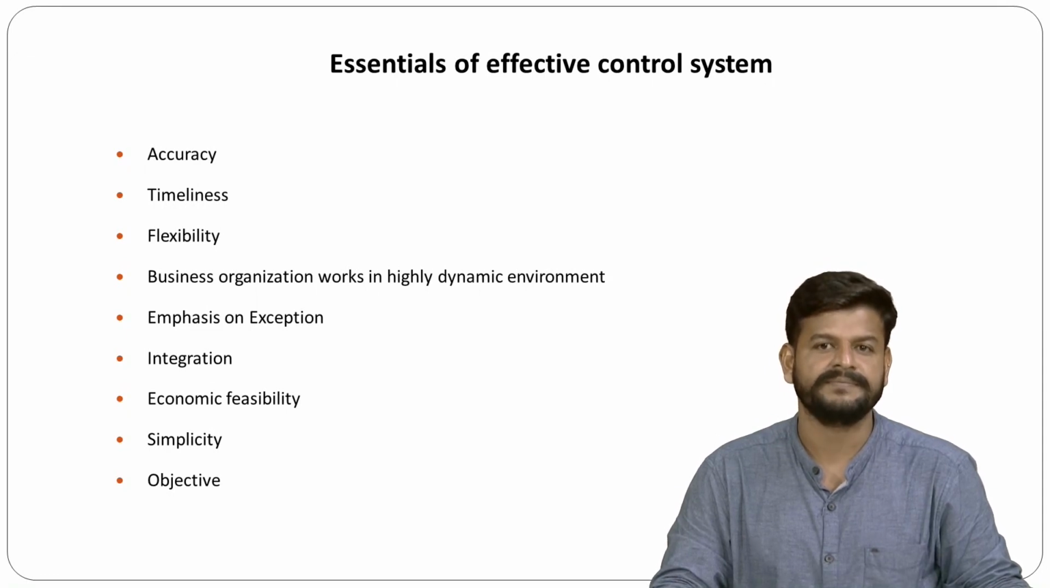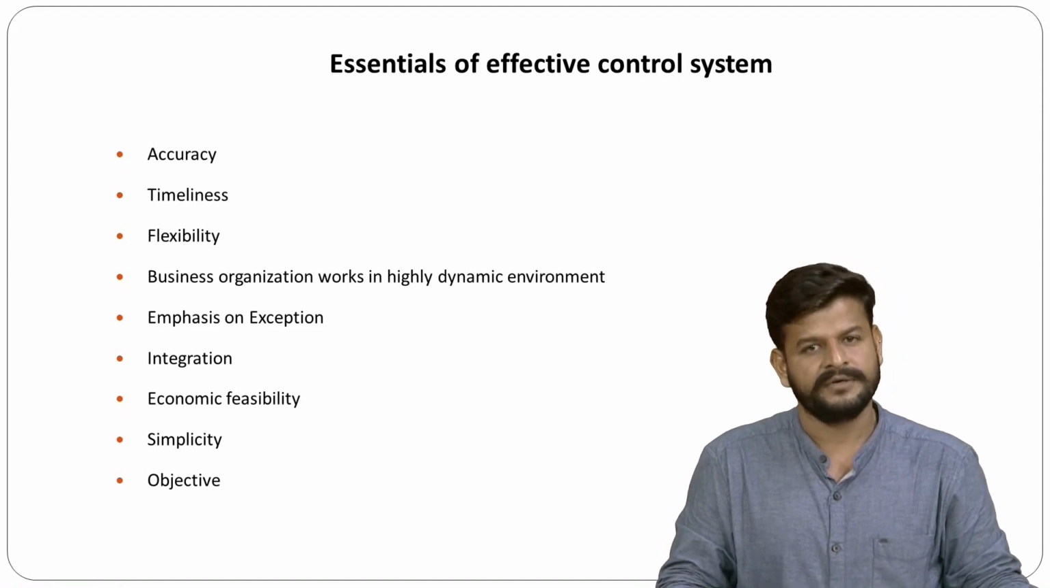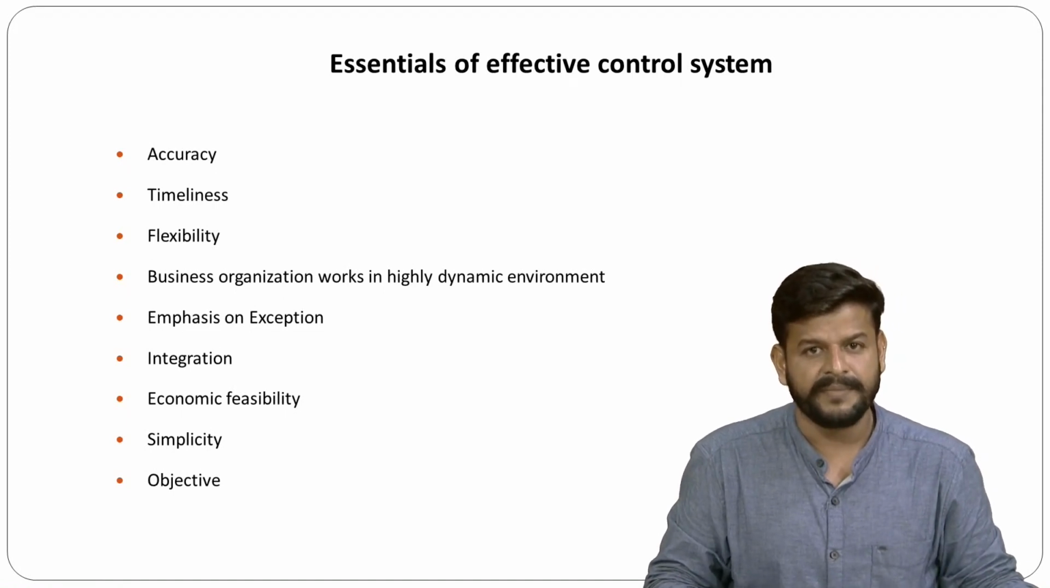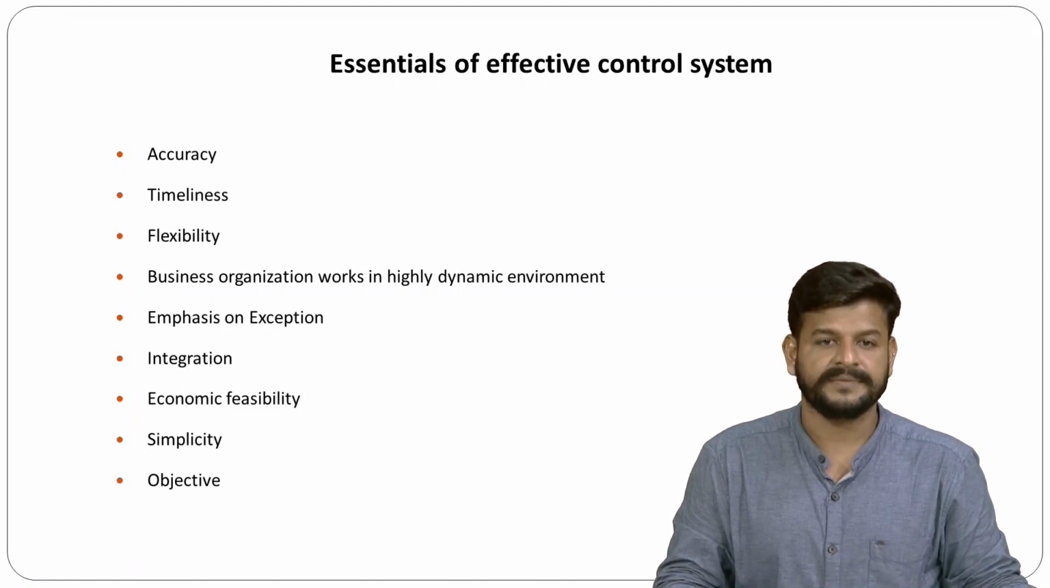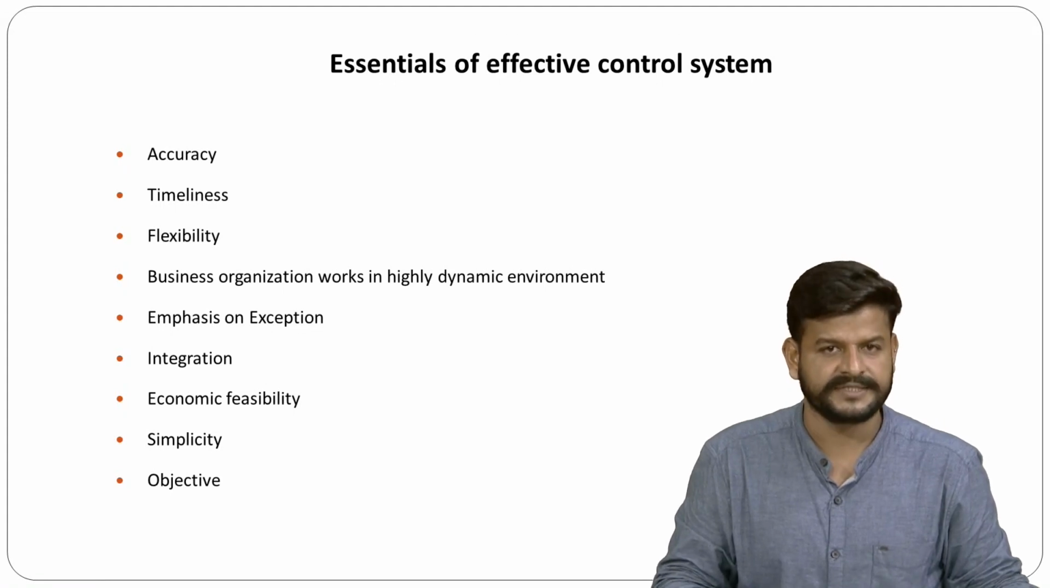An effective control system must change its way of controlling according to the needs of the environment. The changing environment may offer opportunities or pose a threat to the company. The control system must be designed in such a way that it can be modified by managers as and when required. Emphasis on exceptions. The next one is emphasis on exception.